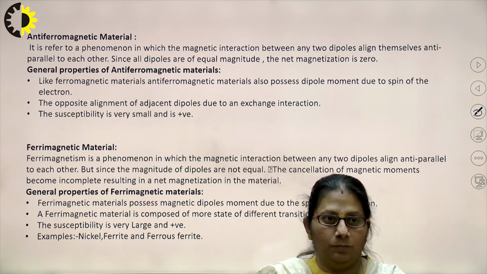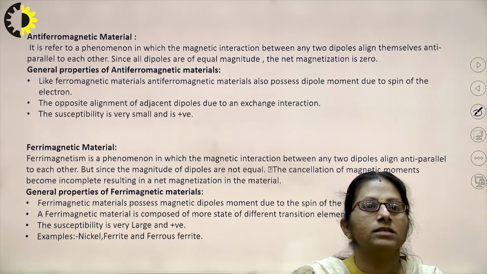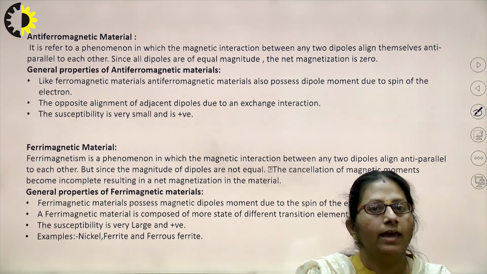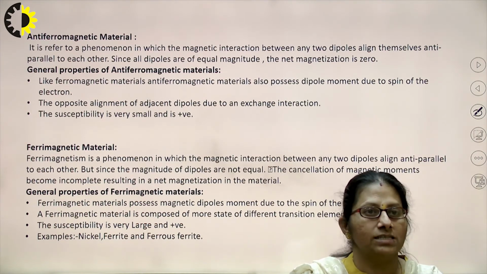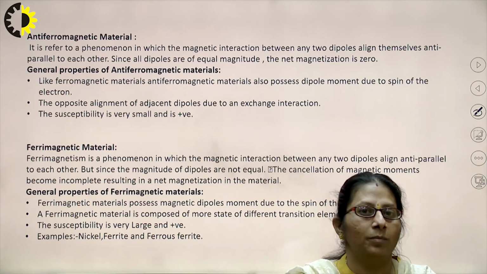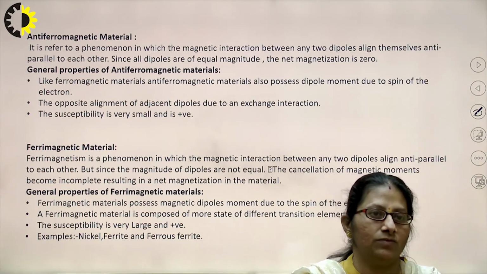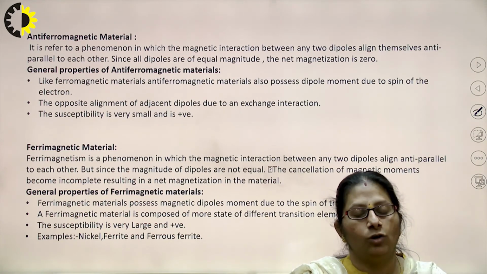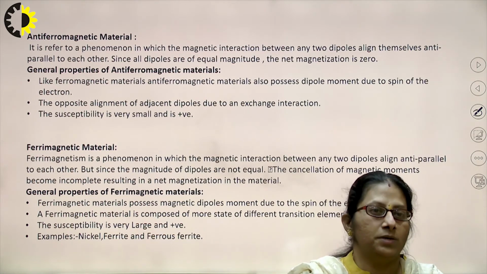Ferrimagnetic material. In this, the magnetic interaction between any two dipoles aligns them anti-parallel to each other, but since the magnitudes of the dipoles are not equal, the cancellation of the magnetic moments becomes incomplete, resulting in a net magnetization in the material.